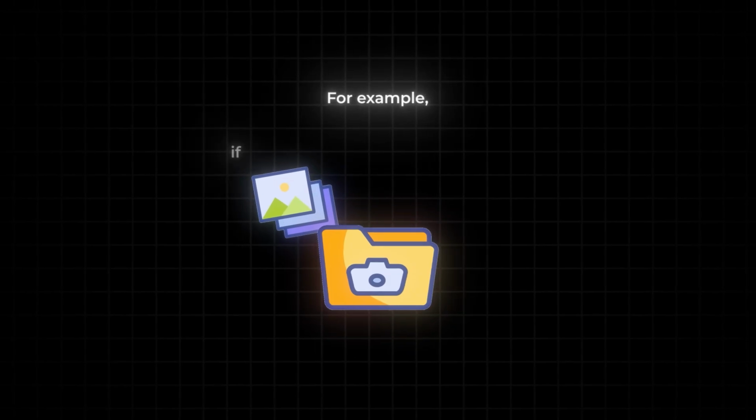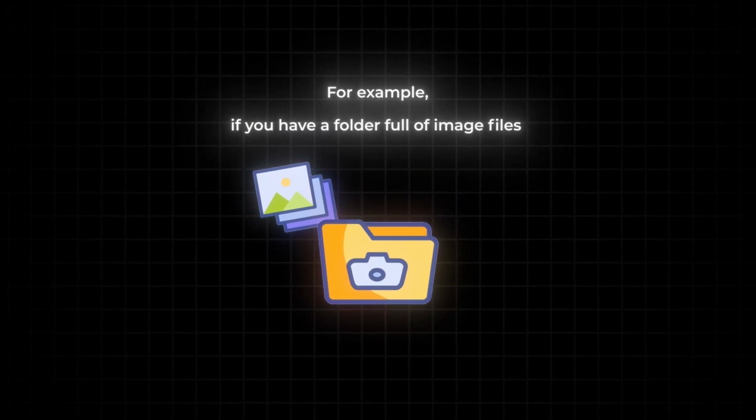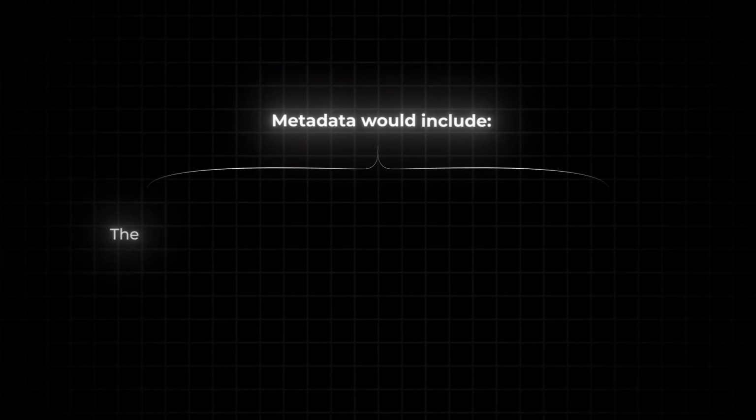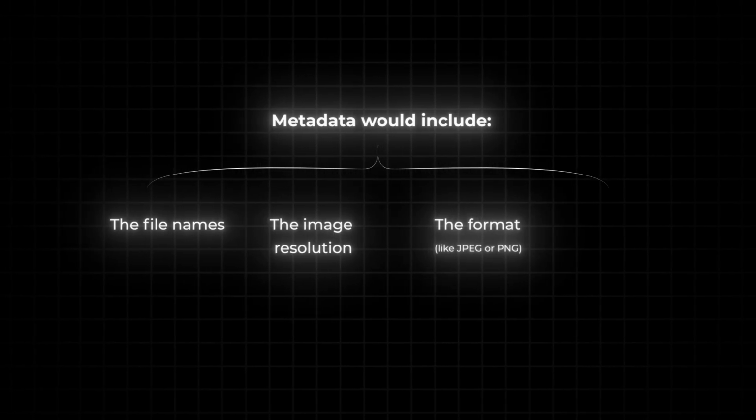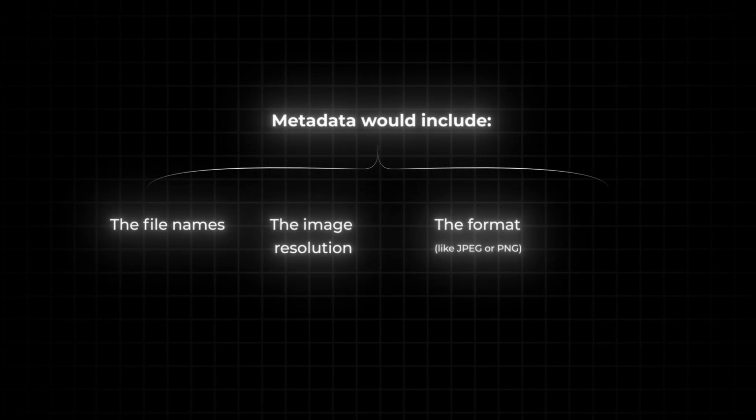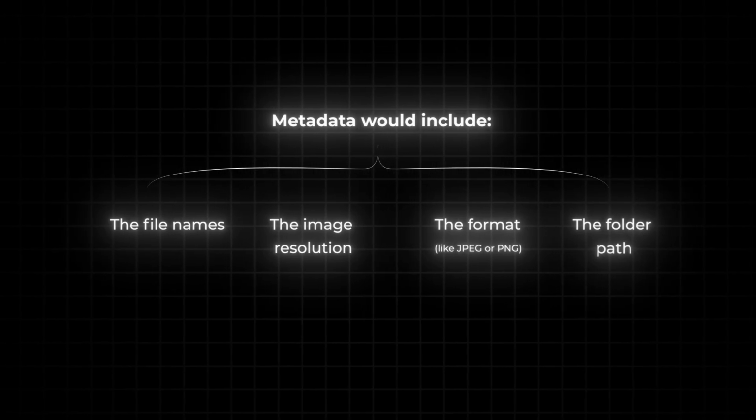For example, if you have a folder full of image files, metadata would include the file names, the image resolution, the format, like JPEG or PNG, and the folder path where they are stored. Metadata includes that kind of information, but not the images themselves.